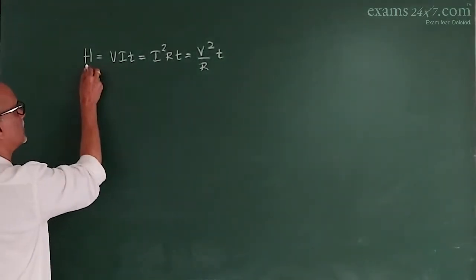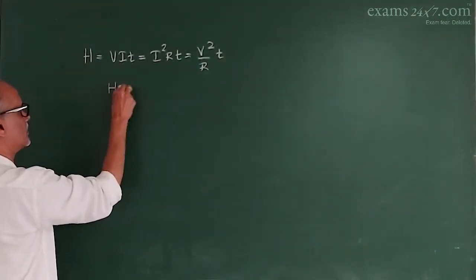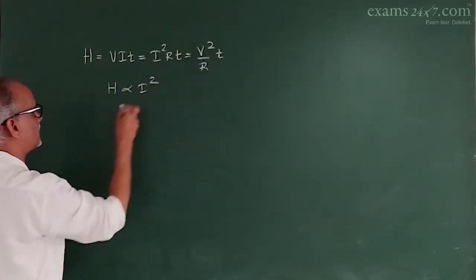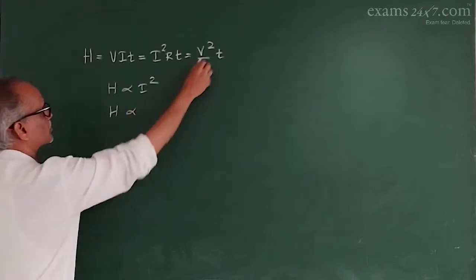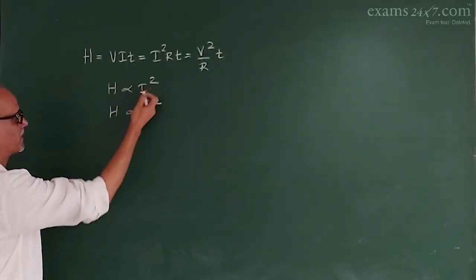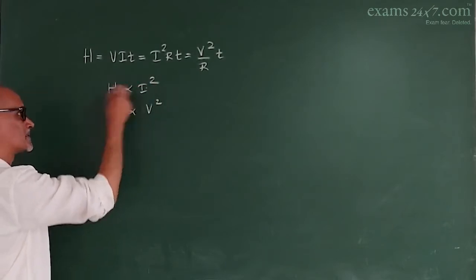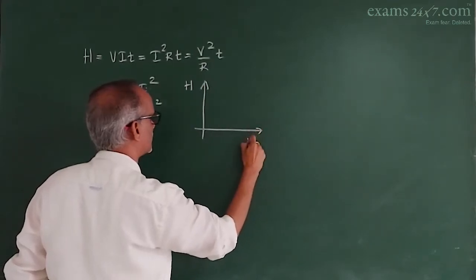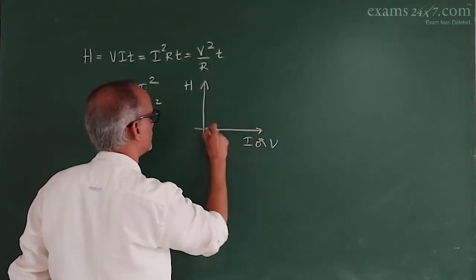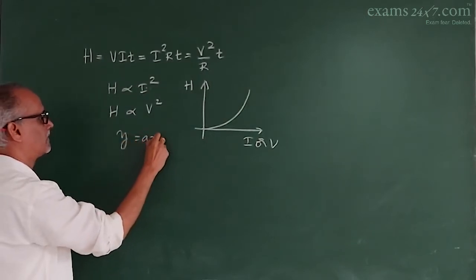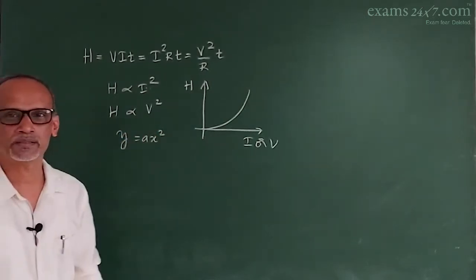Now, H versus I squared. H is proportional to I squared when R and t are constant. Similarly, in the equation, H is proportional to V squared. Therefore, the graph of H versus I, not H versus I squared, H versus I or V is a parabola, because both the equations are of the format y equals ax squared.